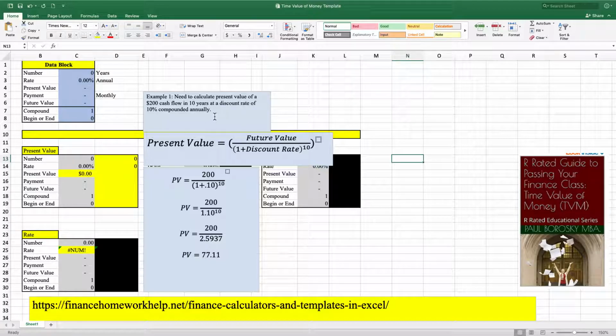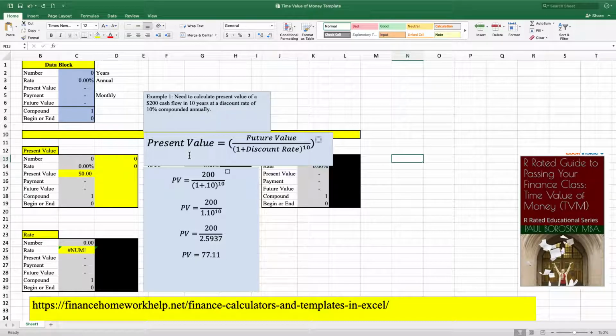The example we're given here is we need to calculate the present value of a $200 cash flow in 10 years with a discount rate of 10% compounded annually. So we're going to have a future value, and the future value is $200 in 10 years. We know we're going to be getting $200, and we know it's coming in 10 years. But what we really need to figure out is how much is that money worth to us today? In other words, how much do we need to invest today, the present value, in order to achieve $200 in 10 years?